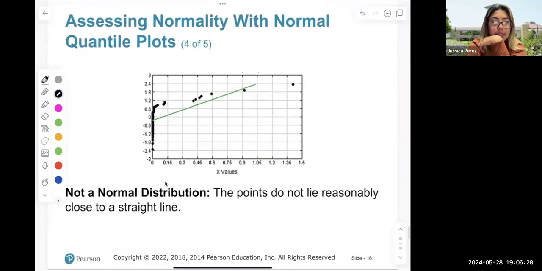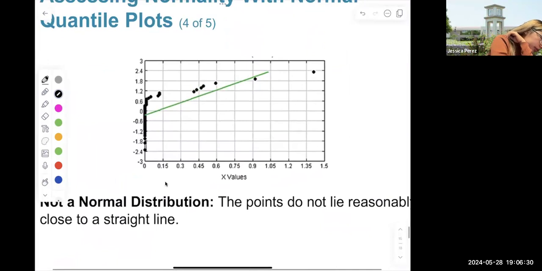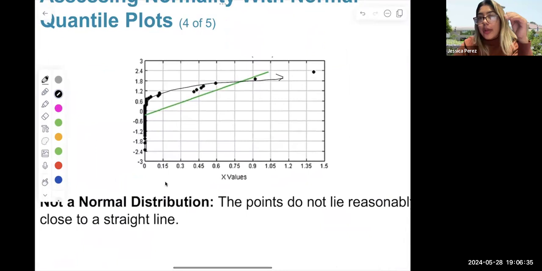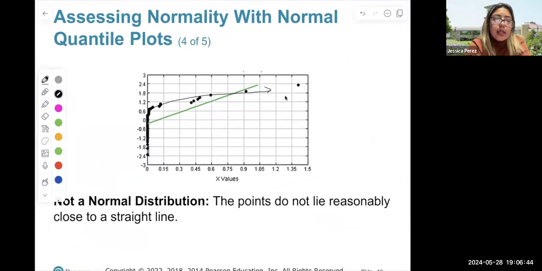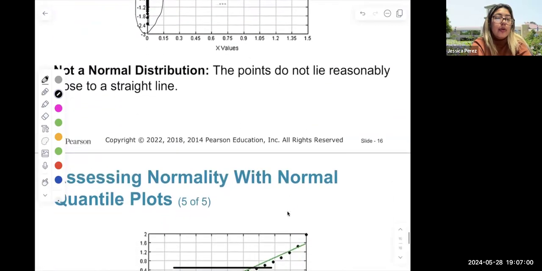Look at this. See how your graph looks like a logarithm, an exponential. Yeah, it definitely looks like a logarithm. So these points do not lie in a reasonably close pattern. See how all of your data kind of lies right here, and then it starts to increase, but you start down here. This is not normal. This looks like a logarithmic type of curve.